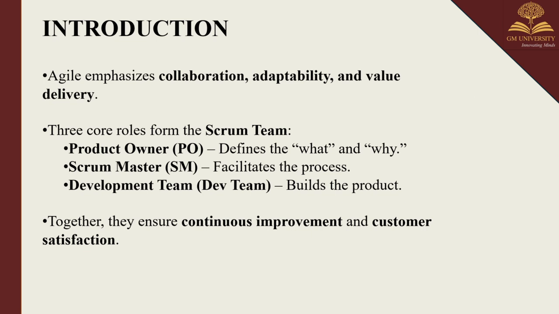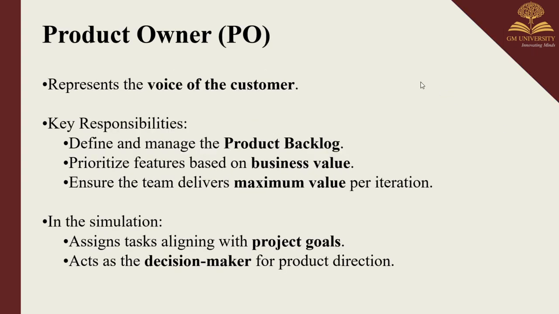Next, let's get to the first core role, which is the product owner. The product owner plays a strategic and business-oriented role in agile development. Their primary responsibility is to ensure that the team is always working on the most valuable feature from the customer's point of view. They act as the bridge between the stakeholders, that is the client or the management, and the technical team. The product owner defines what and why this feature and what matters to the business success.